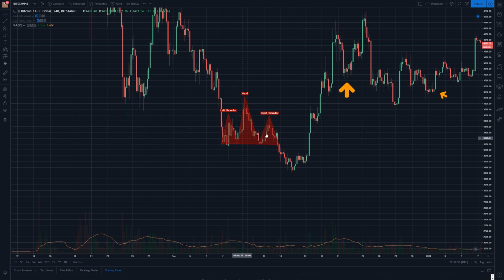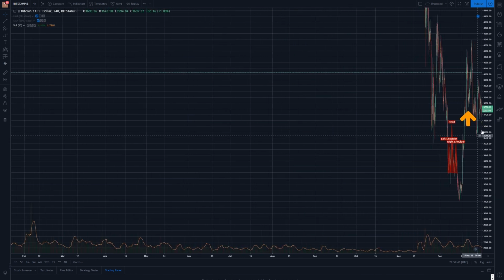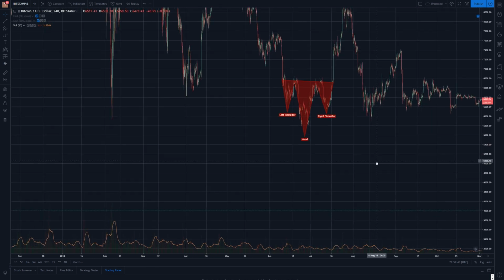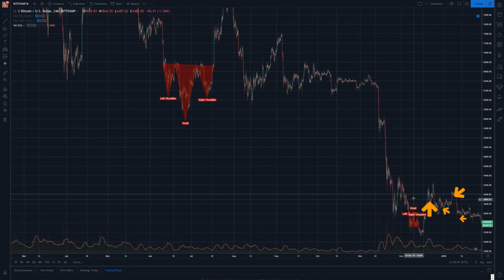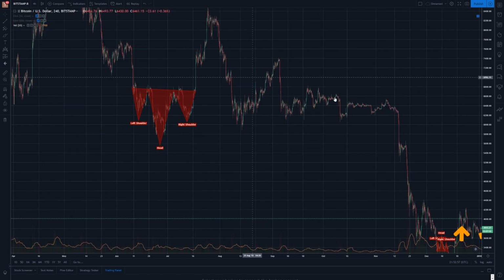So with these, I like these to be clean. Your head should always be higher than your shoulders, and your shoulders should always be relatively around the same area, and your support should be a relative level as well. With the inverse head and shoulders, you have to remember that that is a bullish formation and continuation pattern, while the regular head and shoulders is a bearish one. It works the exact same way that the head and shoulders does, literally just flipped upside down, and all those same rules do apply. So that's going to be the end of episode 8.